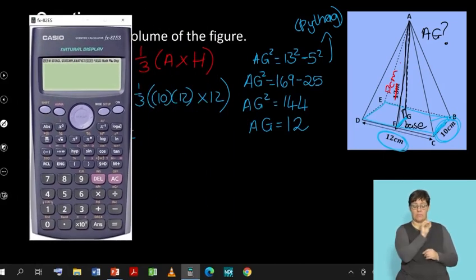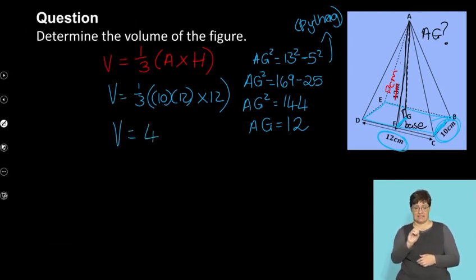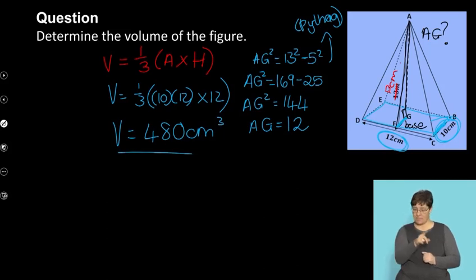So we're going to have 1/3 multiplied by 10 times 12 times 12. So we can see that this rectangular pyramid has a volume of 480 centimeters cubed. Again, just a reminder, I've said cubed because it is the volume calculation. Let's go to the next example, everyone.